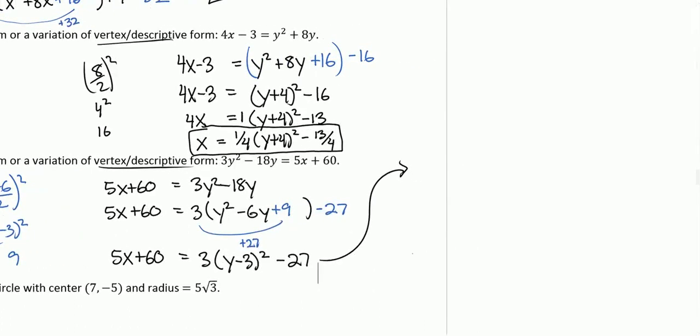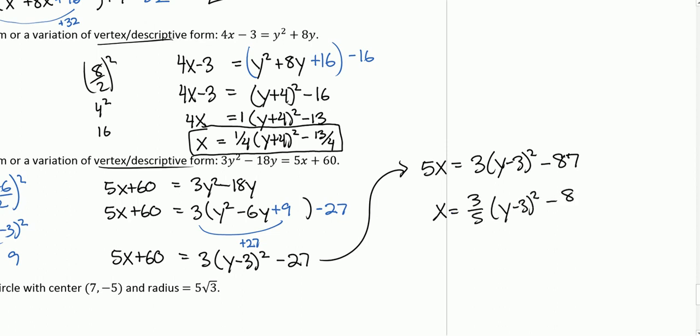Get x by itself now by subtracting 60, and we get 5x is equal to 3 times y minus 3 squared minus, well, we had negative 27, now we're subtracting 60, so now we have negative 87. And lastly, divide by 5. You divide the 3 by 5, and you divide the 87 by 5. And that is the form we want.